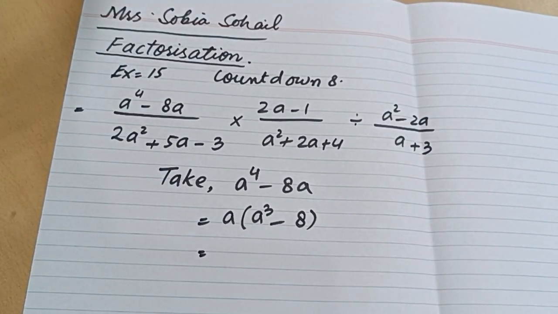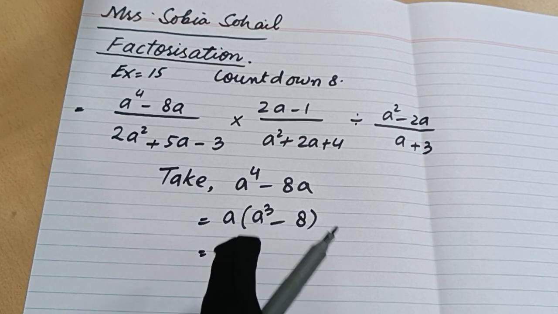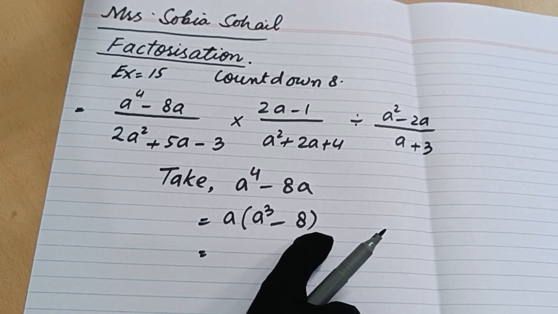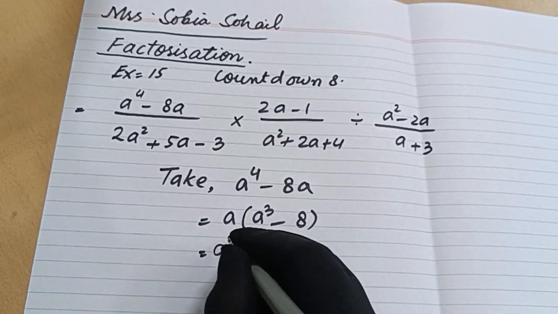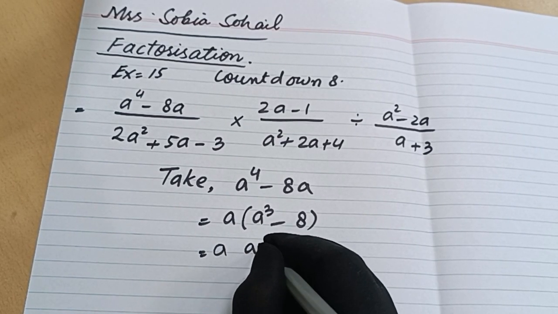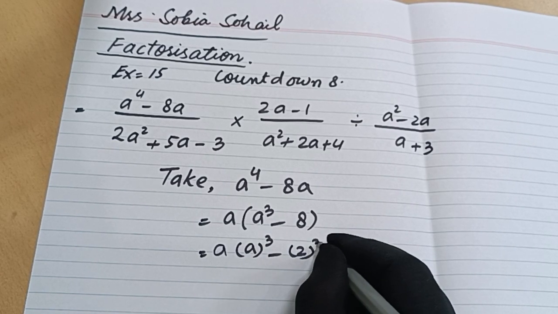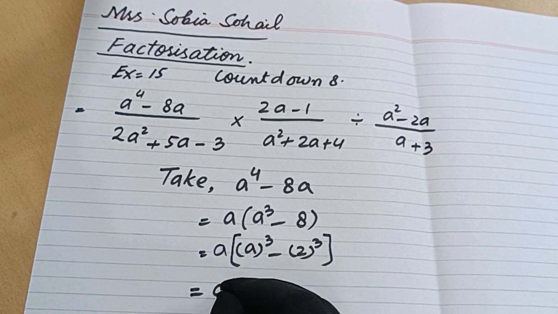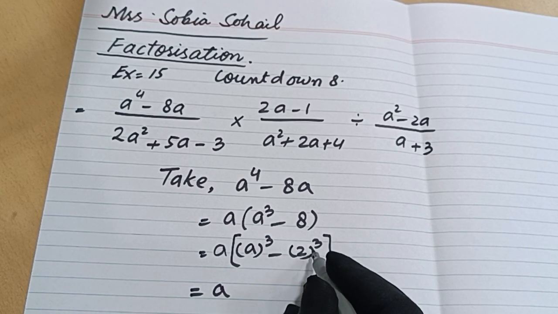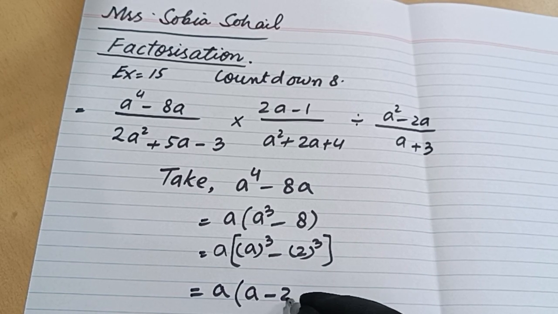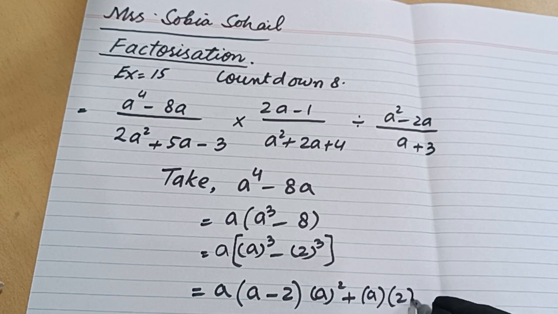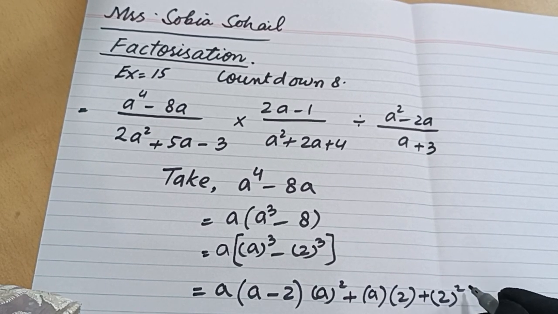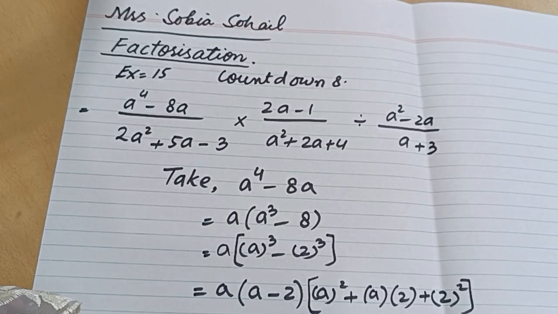Now, can it be factorized further, or do we stop here? Yes, because this is a cube and this is also a cubic term. When we can express them in cubic form, we can apply the identity. So a stays outside as a factor. This is a cube and this is 2 cube. Now we apply the identity: first term cube minus second term cube is first term minus second term, multiplied by first term square plus first term times second term plus second term square.